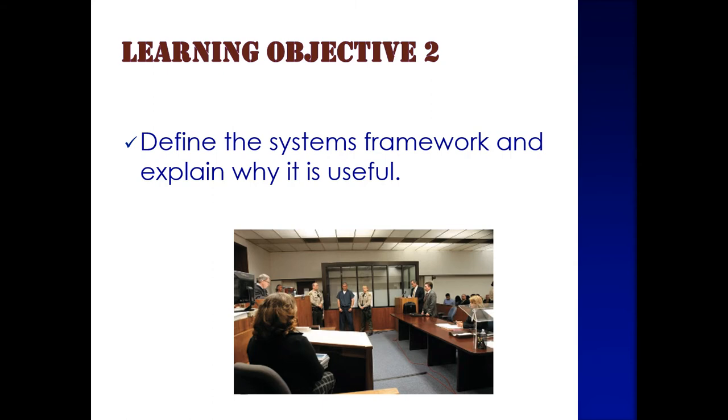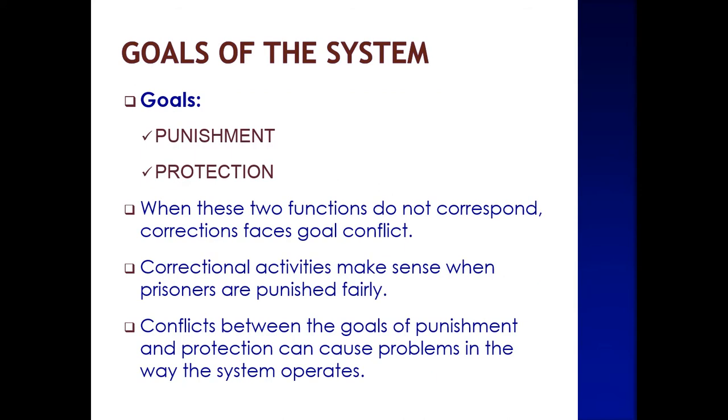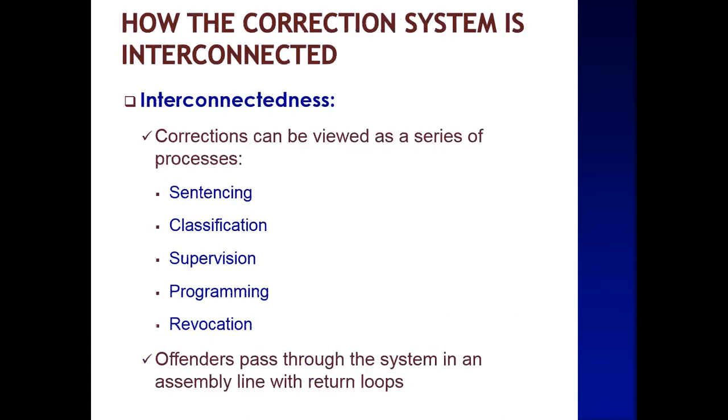You can see Learning Objective 2 there, define the systems framework, explain why it's useful. You guys can read that. That's pretty straightforward. I'm not going to necessarily go through that. It does talk about the goals of the system. The two main goals of corrections are punishment and protection. We already talked about that just a minute ago.